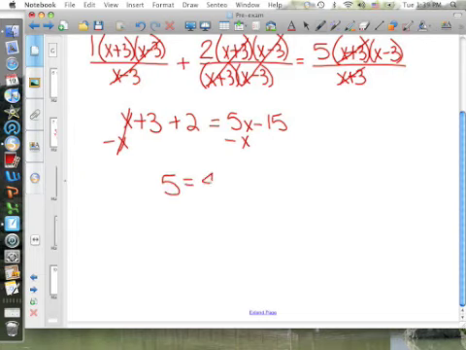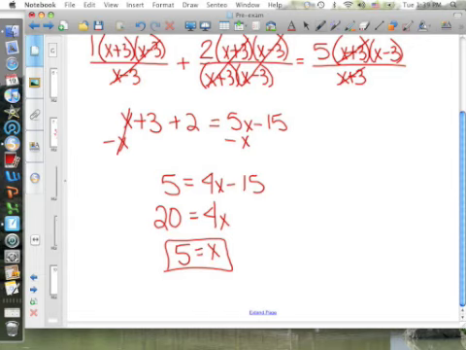If you subtract x from both sides, 3 plus 2 is 5. This is 4x minus 15. Add 15 to both sides. 4x is equal to 20. Therefore, x is equal to 5. From the very beginning, if you look here, x could not equal 3 or negative 3, and it doesn't, so we are fine.